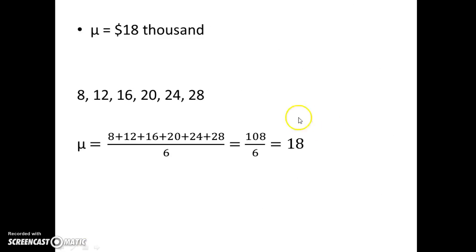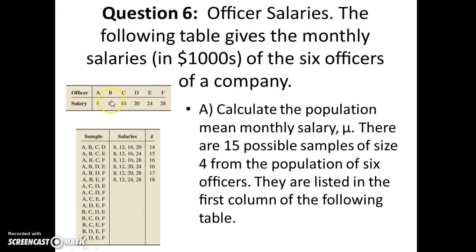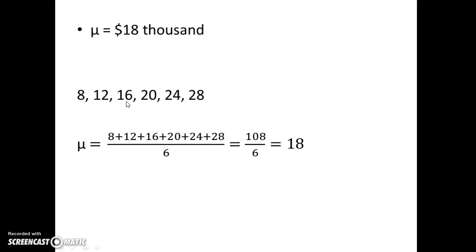To calculate the population mean, these are the numbers of this table. You basically add them up and divide by the total number, and then you'll find the average, the mean. So we have 8, 12, 16, 20, 24, and 28. You just add them up and divide by 6 because there are 6 different officers, and this is how you get the mean.